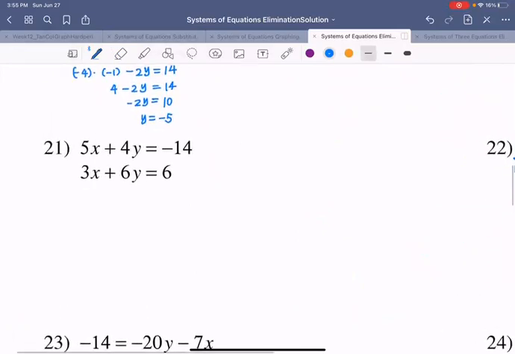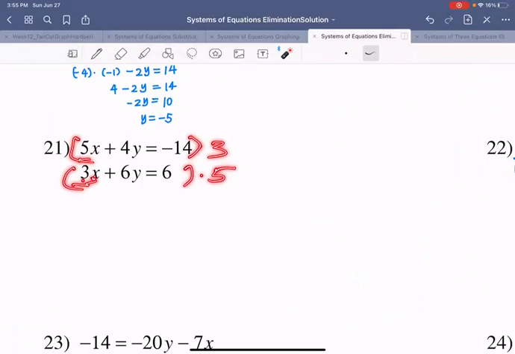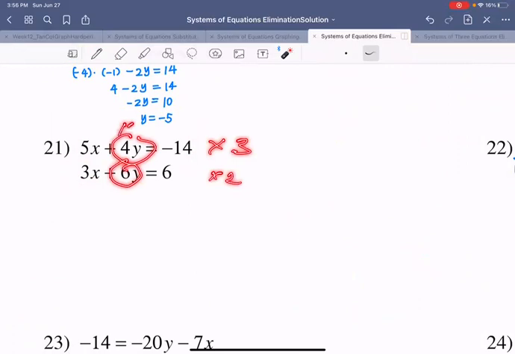Okay. I want to teach you the tricks, okay? Yes, this is a 5, this is 3. I can times this guy by 3 for each of them. I can times 5 by each of them, and then I'm able to cancel the x because this is 15x, this is 15x. I can also times this guy by 3, I can times this guy by 2. So this is 12y, this is 12y. I can cancel the y.